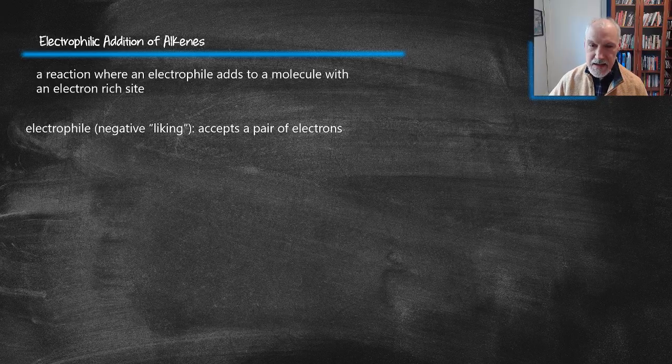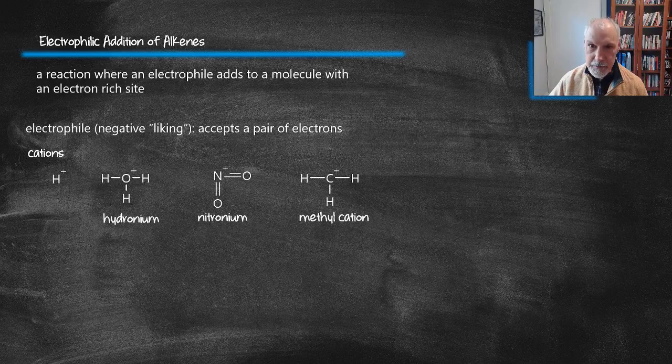I think of that as a negative-liking substance, because electrons are negative, that accepts a pair of electrons. Well, positive things would be electron-liking. So these are examples of electrophiles: the hydronium ion, nitronium ion, which we'll learn a little bit more about later on, and the methyl cation, to name but a few.